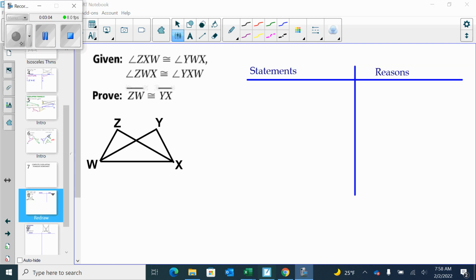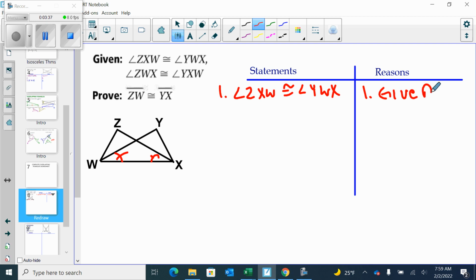All right, now let's look at some proofs. Let's look at the things that are given to us, right? And that may help us because we have a bunch of triangles that we can use here. So we are saying triangle ZXW is congruent to YWX. So let's put that as our given because we're using it right now.